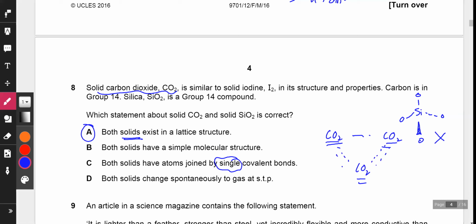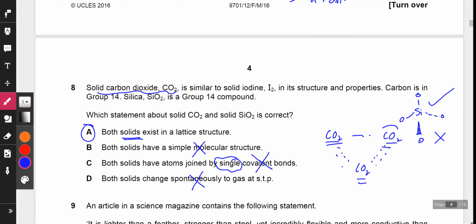Because all the other, I mean, they don't spontaneously change into gas. That's definitely incorrect. This is definitely incorrect because it's single covalent bonds. Having simple molecular structure, that's definitely incorrect because silica is giant covalent. So the only one left is A, because in solid state, everything is going to have a lattice structure.